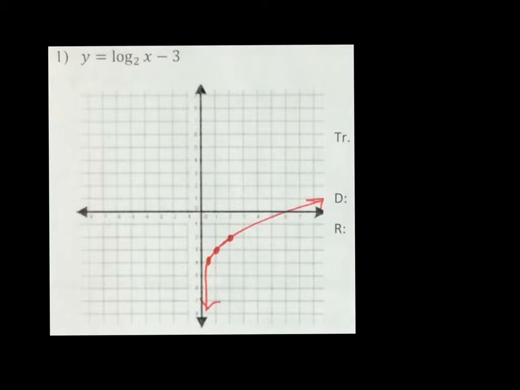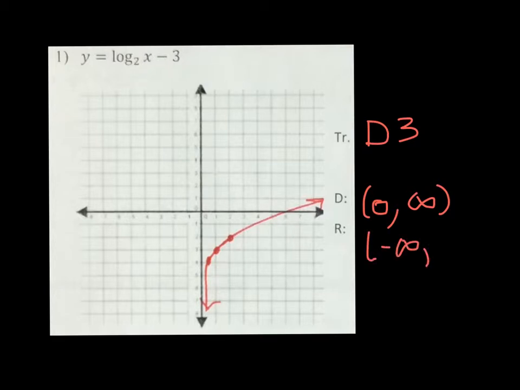If we begin to write what our transformations are and our domain and range, it would look something like this. Our translation would be down 3 units. Our domain, our x's, start at 0 but do not include 0 because the vertical axis is an asymptote. So it starts at 0, open on 0, goes all the way to infinity. And the range would be the set of all the y's, and our range is -infinity to positive infinity.